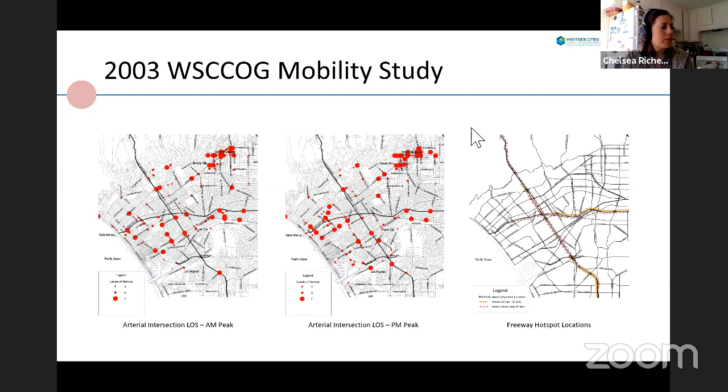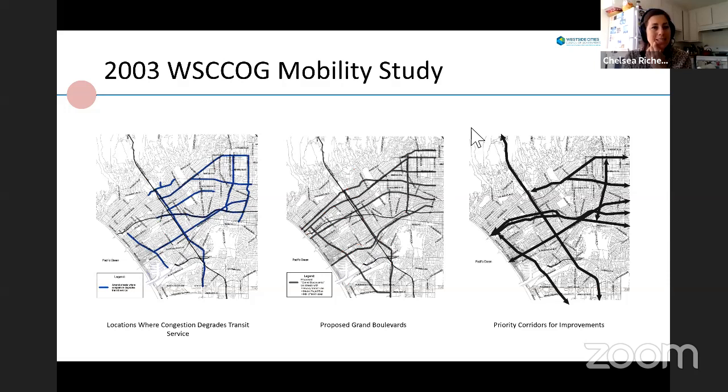Next slide. Here are three more maps from that study: locations where congestion degrades transit service, and then some of the proposed priorities from that study, including grand boulevards, which was a fun concept discussed there, and general priority corridors for improvement. Many of these priority corridors have been improved since 2003, as you all know, and many are still on the list for additional improvement. It's a conceptual list; we're not actually developing a list right now.